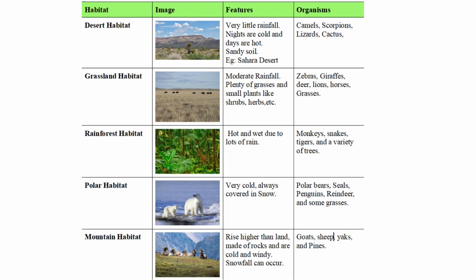Then come the polar habitats. The polar habitats are characterized by their very, very cold atmosphere and are usually found covered in snow. Examples of organisms found there are polar bears, seals, penguins, reindeers, and some kinds of sparse grasses. The last but not the least is the mountain habitats. The mountain habitats are high-rise lands which are usually rocky, have cold and windy atmosphere, and at the very peaks have snowfalls. The organisms found there are goats, sheep, yaks, and trees such as pines and deodars.